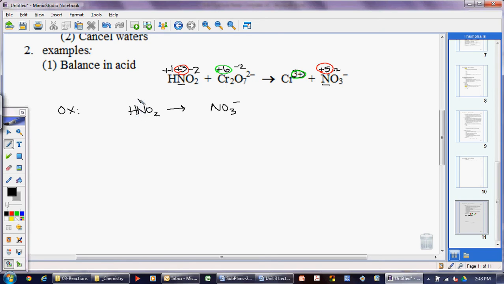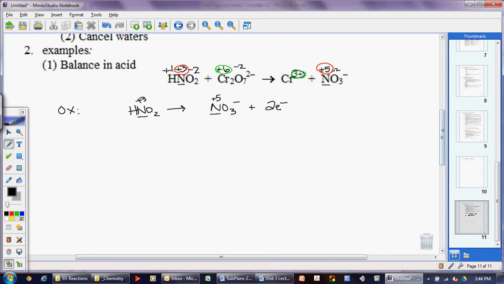Again, we have the nitrogen going from a plus 3 to a plus 5. We want to start this process by making sure we have the same number of atoms. So we have 1 nitrogen on the left, we have 1 nitrogen on the right. So there's 1 N undergoing this change, and it's a change of 2 electrons. In oxidation, we always write those electrons as a product, and in this case there are 2 of them being lost.